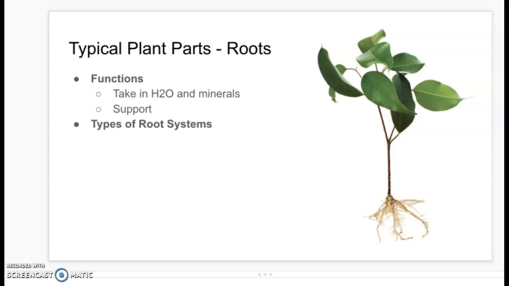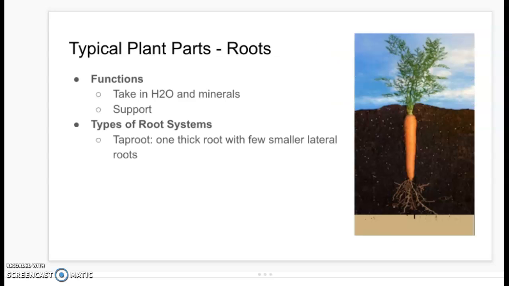So the types of root systems that you are going to find include the following. A taproot. A taproot is one thick root with smaller lateral roots, like a carrot. You see the carrot there is the one thick root, and at the bottom of the carrot right here, you can see tiny little root systems, smaller roots. This taproot works by having the root go directly down and being able to pull water from that specific region. It's kind of like a well, if you think about how wells work.